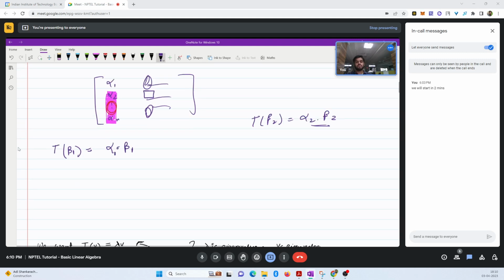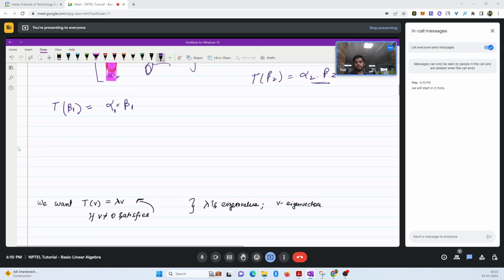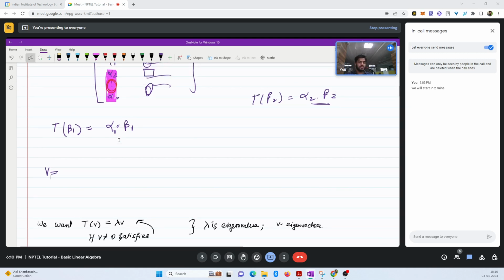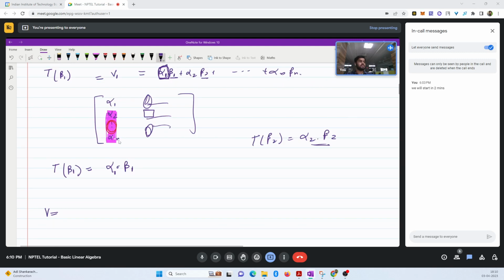So from here we can see how we reached the definition of eigenvalue or eigenvector, and how it is motivated. If you have a non-zero vector v, why are we focusing only on non-zero vectors? Because we are looking for a basis, and basis elements are always linearly independent. So we can't have the zero vector in there, right?